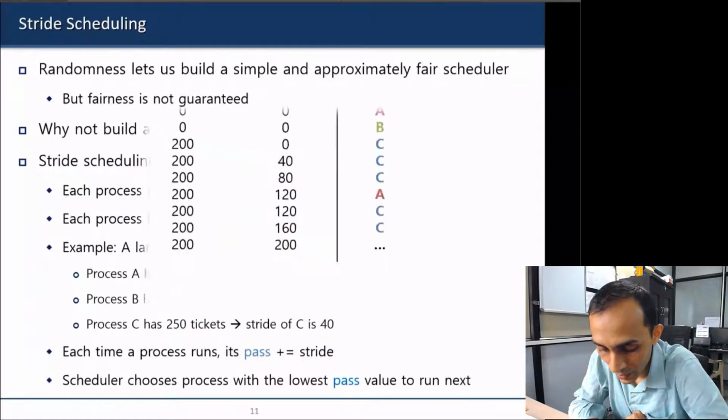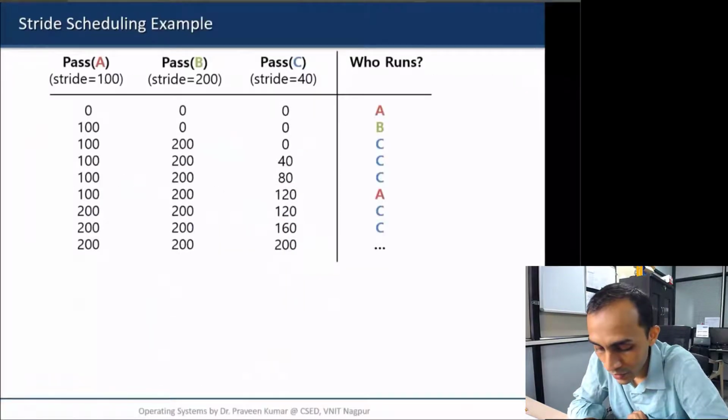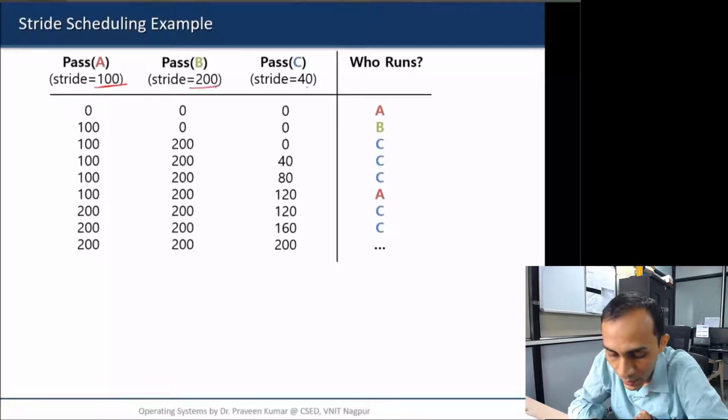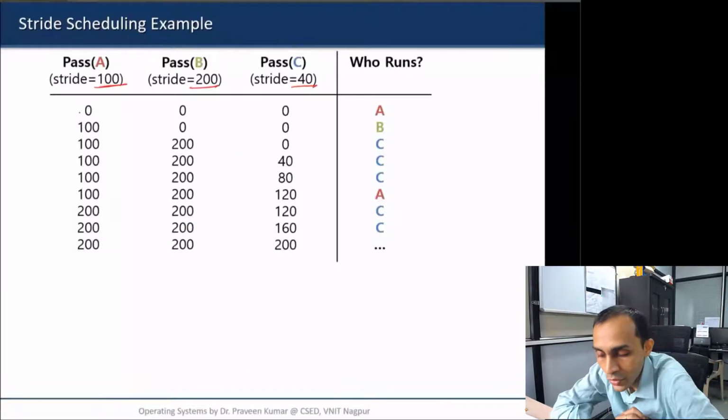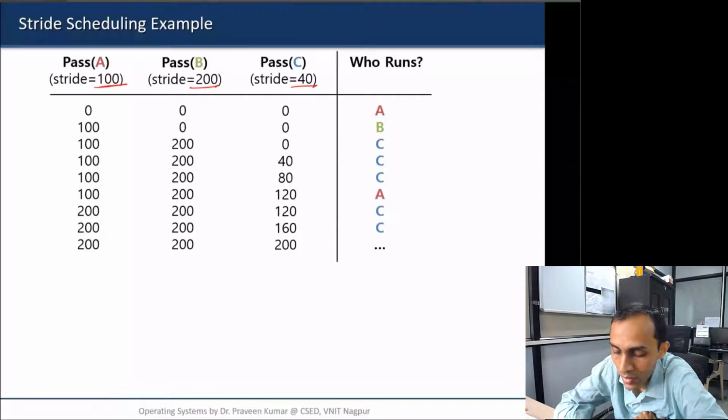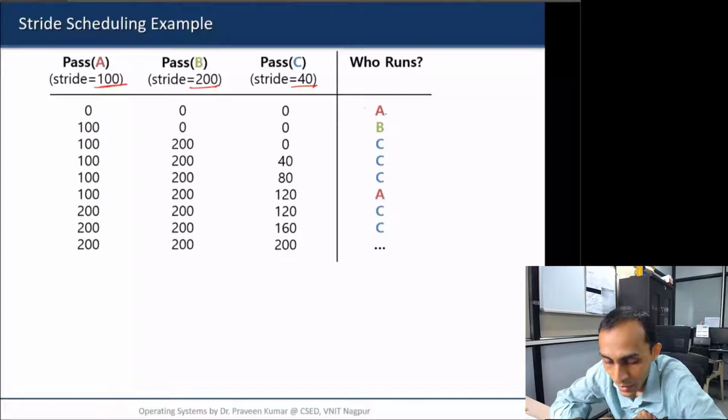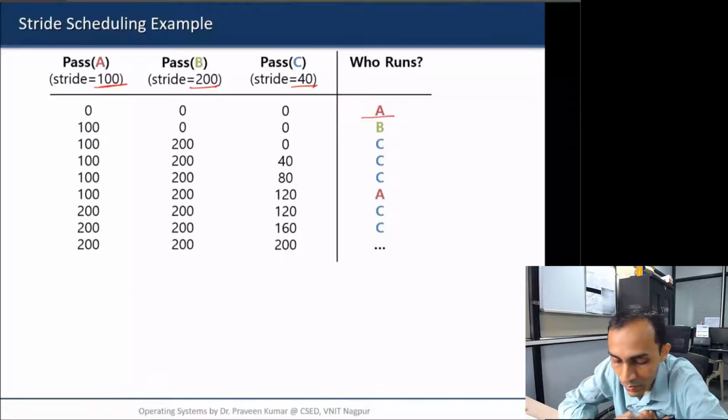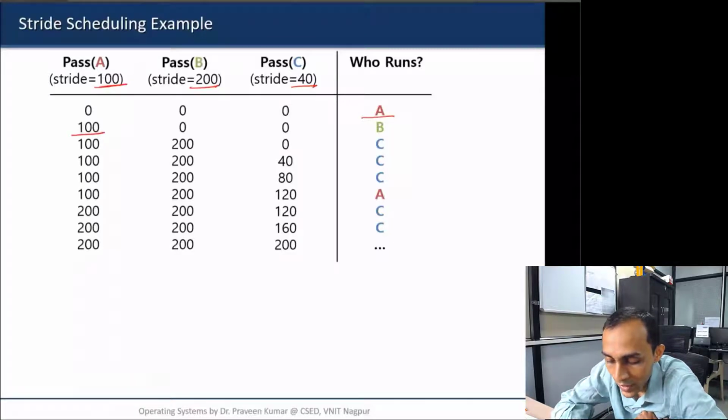In the same example, we calculated the stride value of A was 100, for B it was 200, and for C was 40. Initially the pass value for everybody will be initialized to 0. Now the scheduler decides which one has to run. It can pick any one. Let us say it picks A first. Now A ran, so A's pass value will be incremented by its stride. It will become 100.